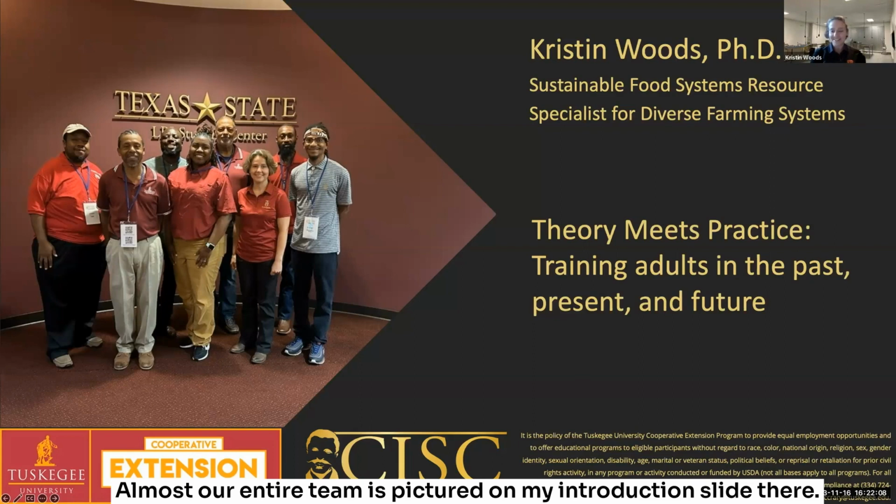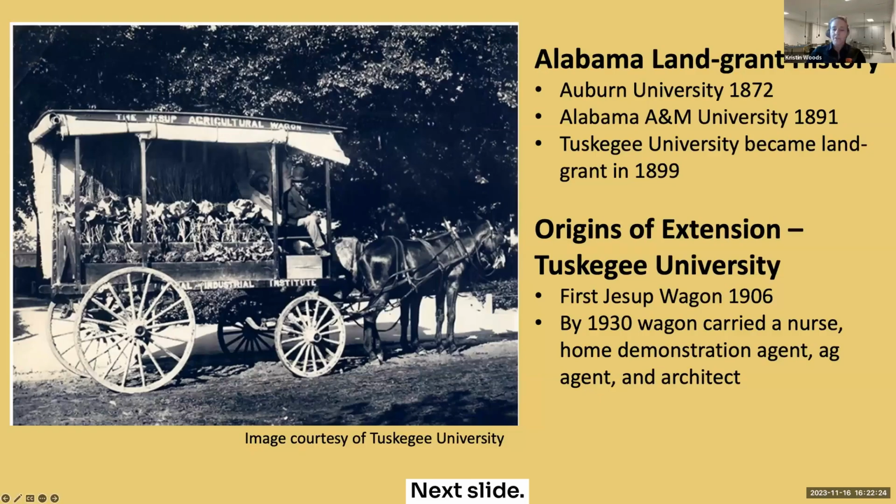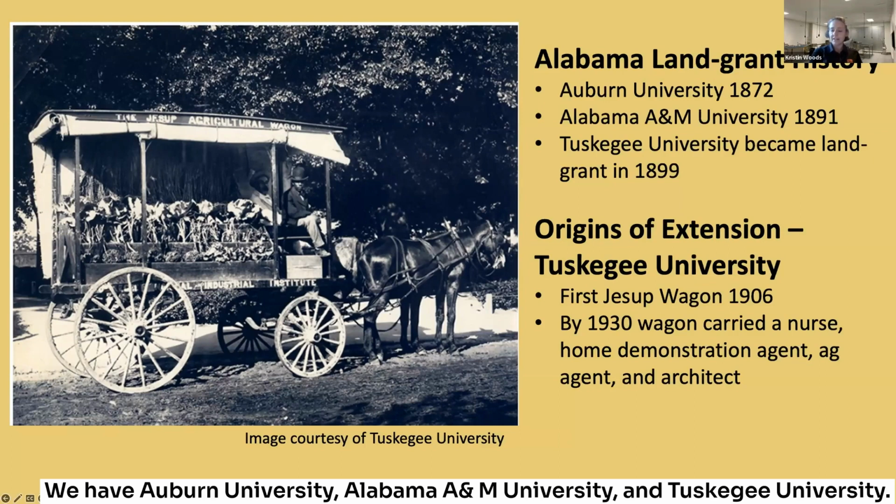So today I'm going to talk a little bit about the practical application of adult education theory as it relates to the history of our Extension Program, our current activities, and our future directions. Next slide. First, a little Alabama land grant history. Alabama is actually the only state in the U.S. with three land grant universities. We have Auburn University, Alabama A&M University, and Tuskegee University.